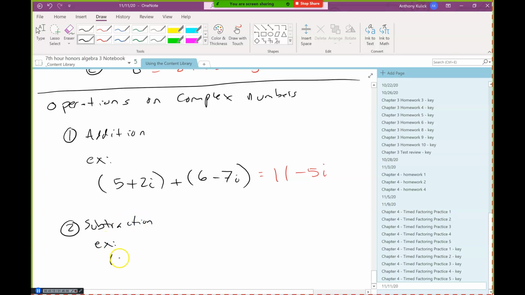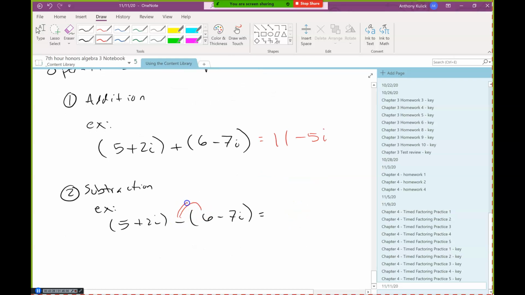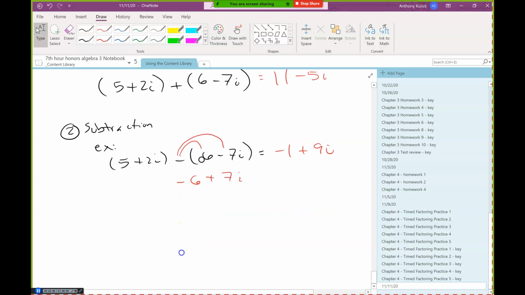Subtraction. So let's say we were to subtract these two numbers. What's the one thing we have to be a little bit careful about here? Well, I have to make sure I'm distributing that negative, right? So really this is -6 plus 7i. So 5 minus 6 is -1. 2i then is plus 9i. But again, not really that difficult, right? Basically, all we're doing is combining like terms again, which is not so bad.